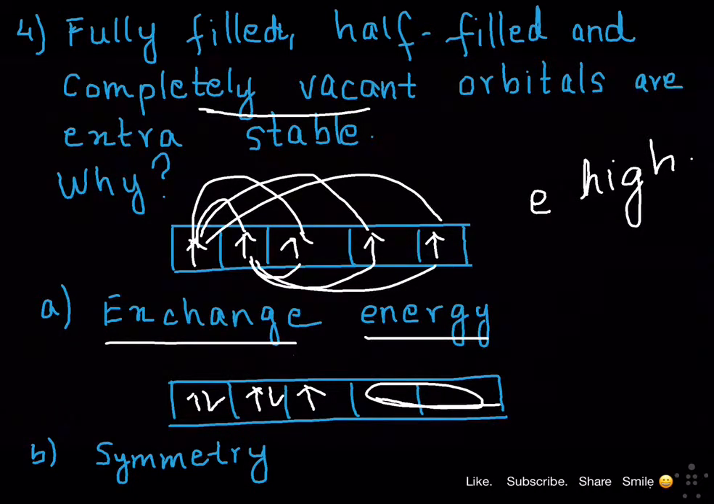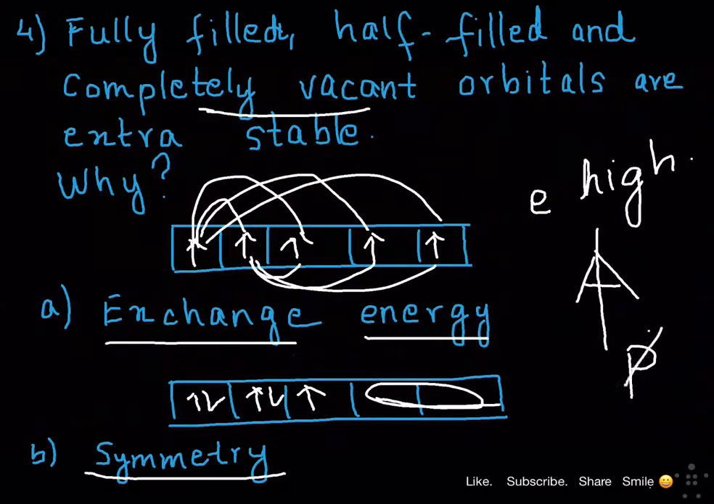Also, by filling up the orbitals half or full, there is a symmetry of the distribution of the electrons in any orbital, and anything which is symmetrical will be much more stable than something which is not. If you see, P is not symmetrical, the alphabet A is symmetrical. So with symmetry, the stability is much more.